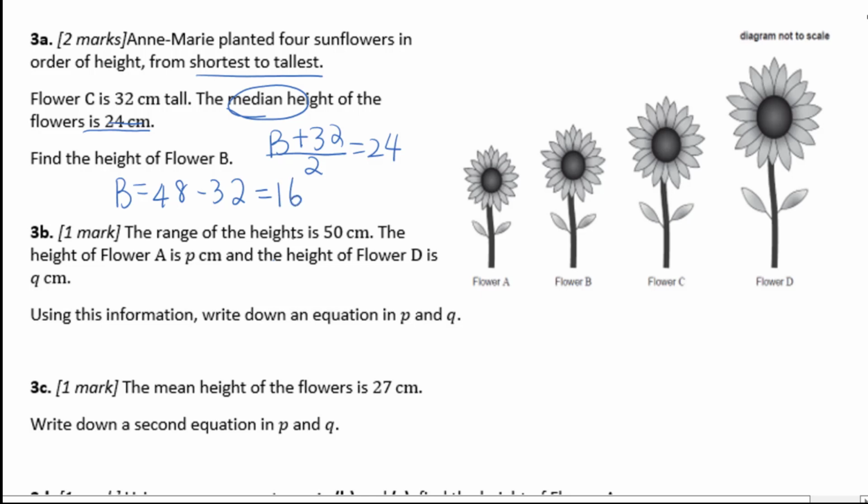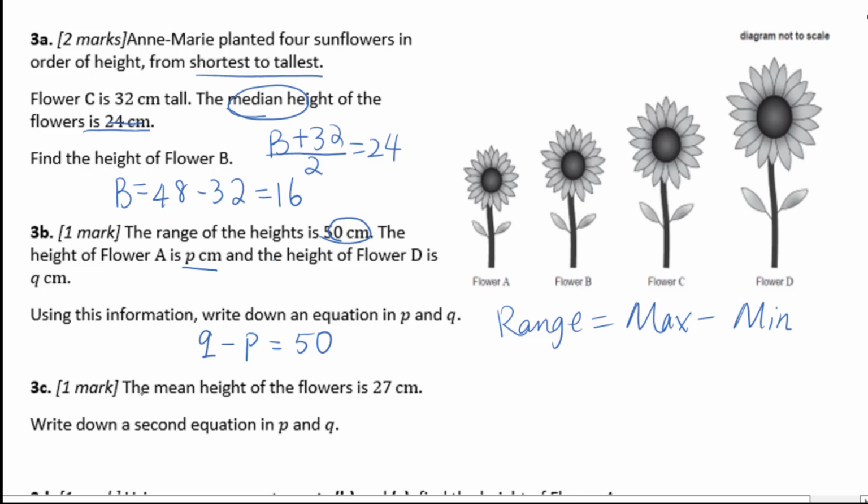The range of the height is 50. The height of flower A is P centimeters, and the height of flower D is Q centimeters. Using this information, write down an equation in P and Q. So Q minus P equals 50, because the range equals maximum minus minimum value.